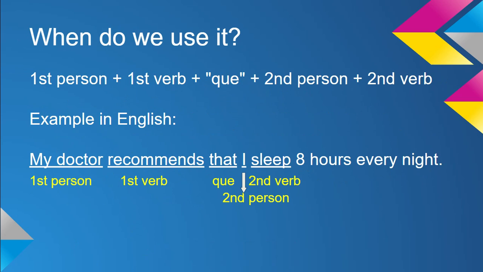Okay, so if you look at that, you can see two different people, two verbs, the word that in the middle. And what's the doctor trying to do? They're trying to influence my actions, right? The doctor recommends that I sleep. The doctor wants me to sleep. Okay, so that's the use of the subjunctive here.